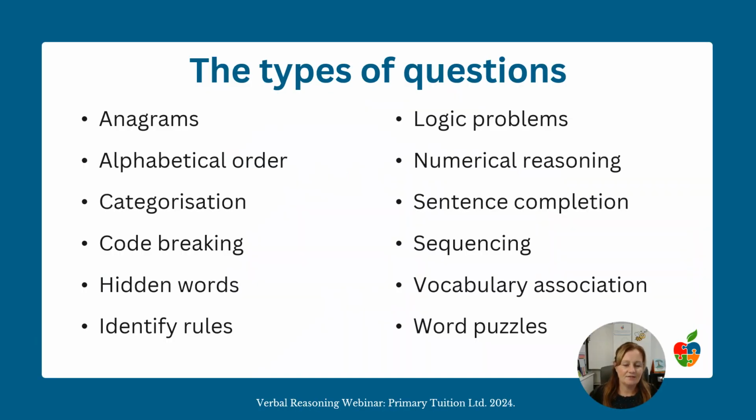Verbal reasoning is varied. It covers a wide variety of questions. There may be anagrams. Your child may need to use alphabetical order to solve a question. Your child might need to categorise words and find words that match too. There's code breaking. There's hidden words in sentences. There's identifying rules and applying those rules. There's logic problems. Numerical reasoning using their math skills, completing sentences in an appropriate way, sequencing words or numbers. There may also be some vocabulary association and word puzzles too.